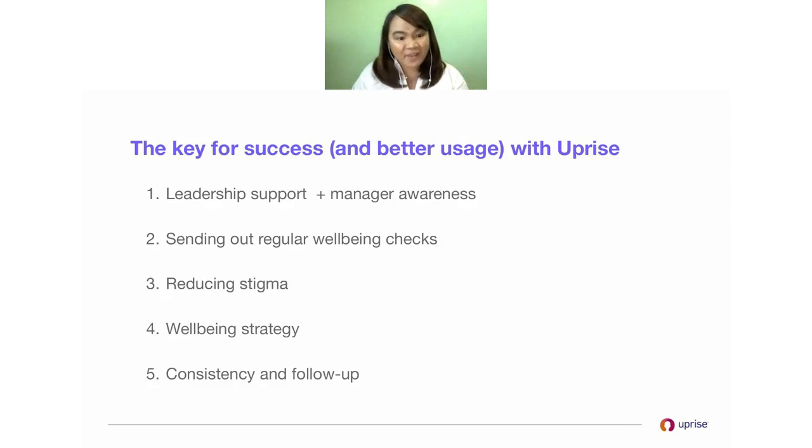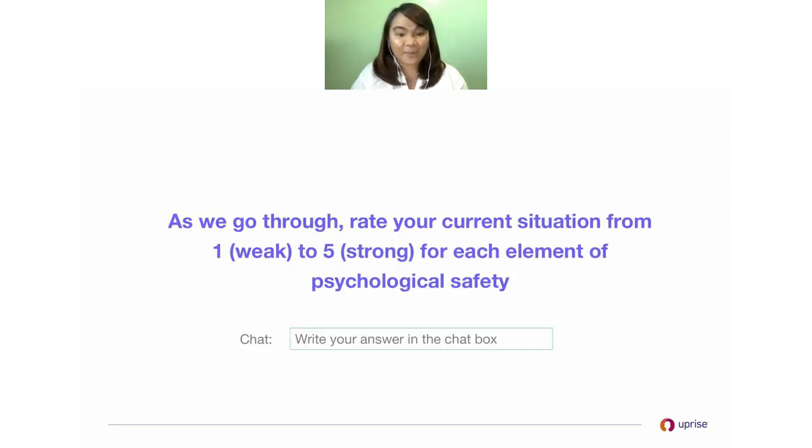Right, and let's go through that one by one. As we go through these keys to success areas, and only if you are comfortable, maybe you would like to rate your current situation for those key areas. Maybe you can put it in the chat box or write it down in your notebook. I think those are the factors that could be the start of a good discussion within your team. So for each element of those keys to success, I hope you can write it down or assess, oh, where are we in terms of leadership support, reducing stigma and the like.